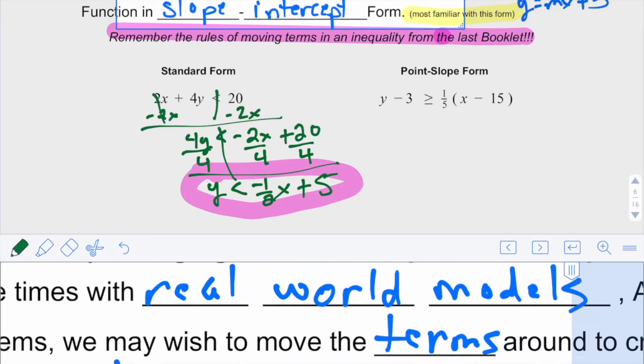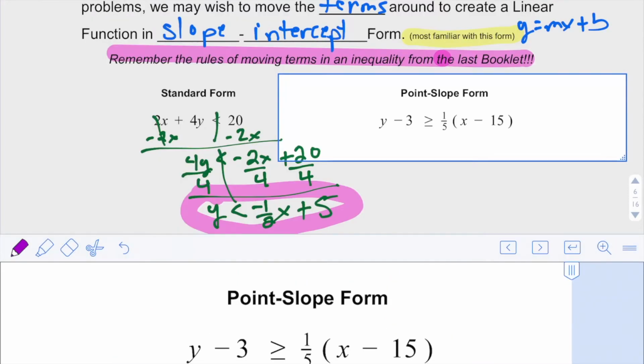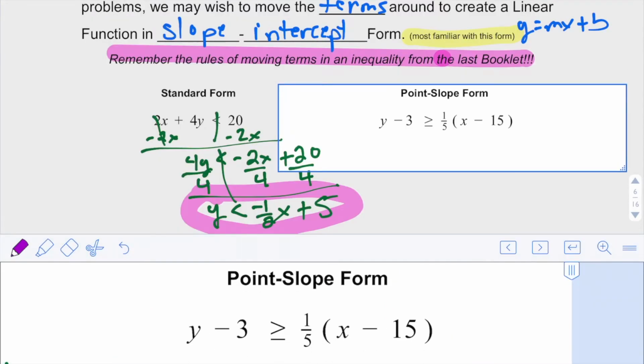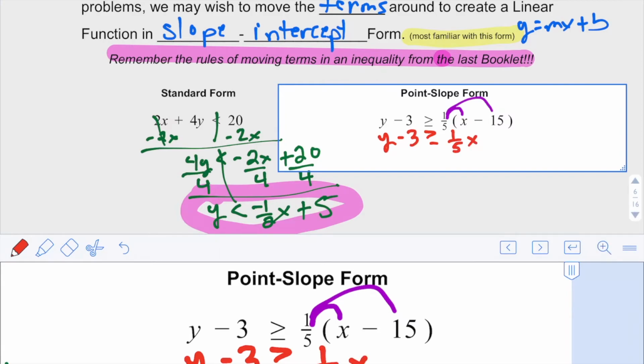All right, let's go and do the other example. So here's an equation in point-slope form. Well, now we got to use our good old buddy, the distributive property first, and we want to distribute this 1/5 to both of these. So I get y minus 3 is greater than or equal to 1/5 distributed to x is just 1/5 x, right? And then 1/5 of 15, if you put that in your calculator, 1/5 times 15 is just going to be a minus 3.